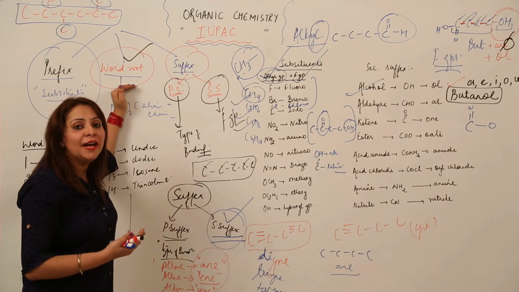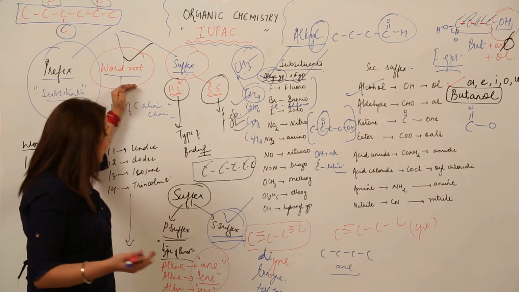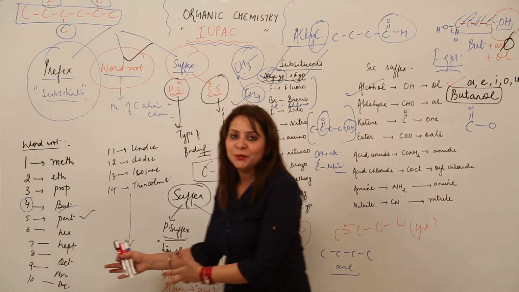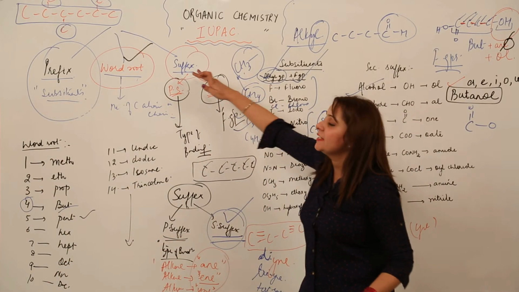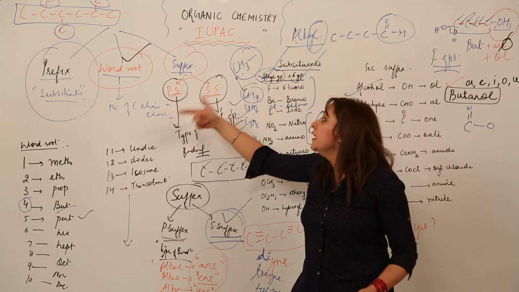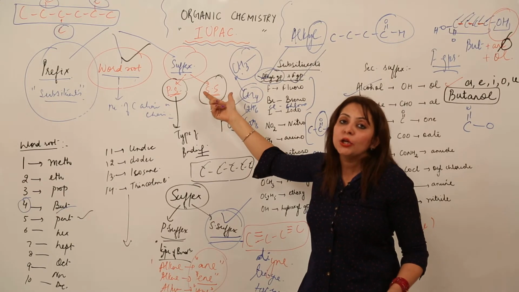It just specifies the number of carbon atoms in a chain. That is meth, eth, prop, but, pent. You know that it is now in your hand. You know how to write it, right? Third is the suffix. Again, it is very simple. Primary suffix indicating the type of bond. Secondary suffix indicating the functional group.